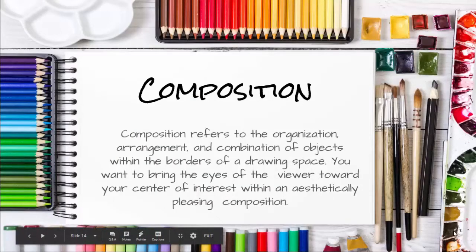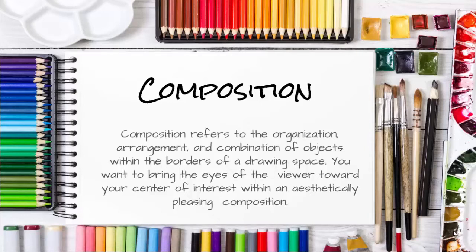Okay, so what is composition? Composition refers to the organization, arrangement, and combination of objects within borders of a drawing space. It's a way of bringing the eyes of the viewer, the person that's looking at your art, toward your center of interest and making it just generally look good. My Mrs. Harbaugh definition for composition is the way that things are just generally positioned and arranged that makes your drawing look better.